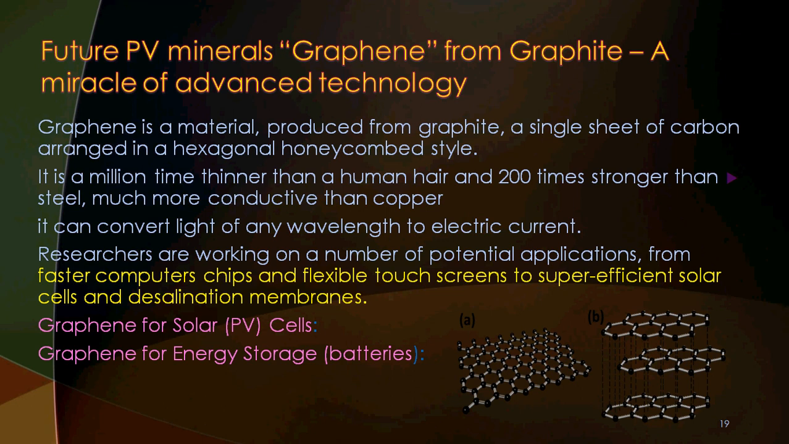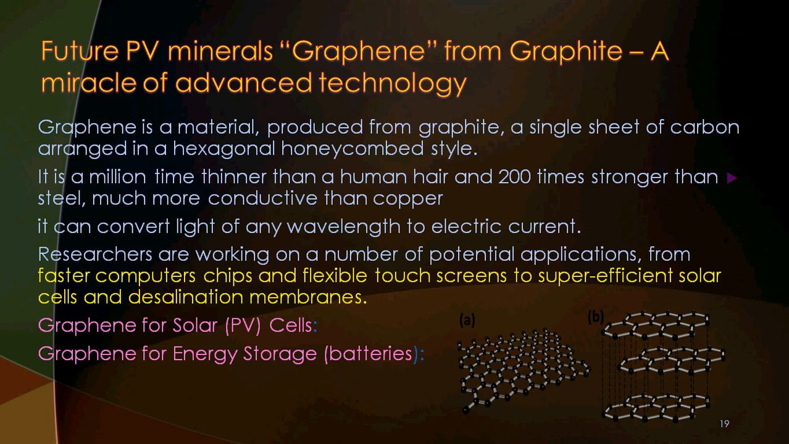by using a needle. Graphene is a material produced from graphite, a single sheet of carbon arranged in a hexagonal honeycomb style. And this single sheet is of atomic size. It is not millimeter or micron, it is on the atomic scale. It is a million times thinner than human hair and 200 times stronger than steel, much more conductive than copper. That's why we call it the miracle of advanced technology.